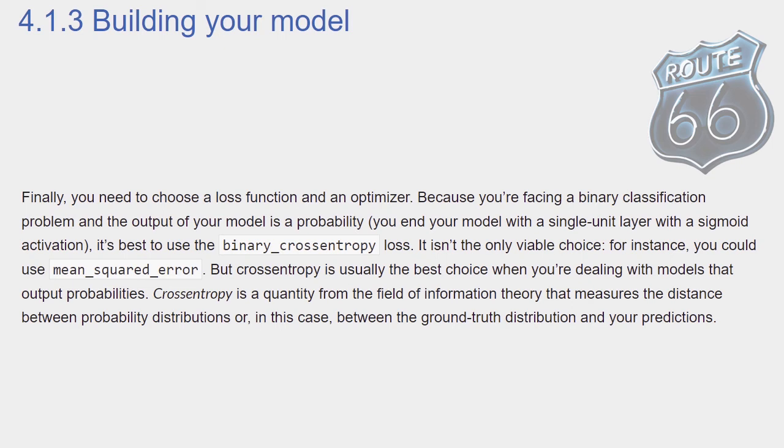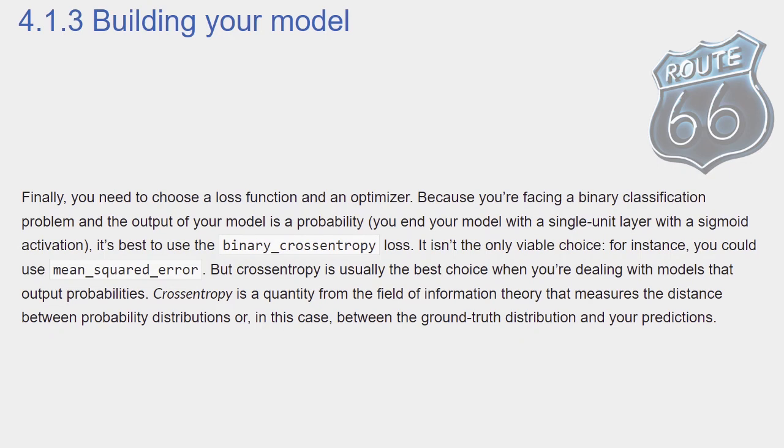Finally, you need to choose a loss function and an optimizer. Because you're facing a binary classification problem and the output of your model is a probability, you end your model with a single-unit layer with a sigmoid activation. It's best to use the binary_crossentropy loss. It isn't the only viable choice. For instance, you could use mean_squared_error. But crossentropy is usually the best choice when you're dealing with models that output probabilities.